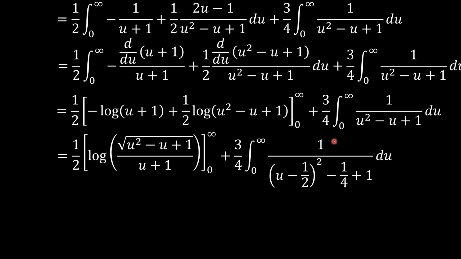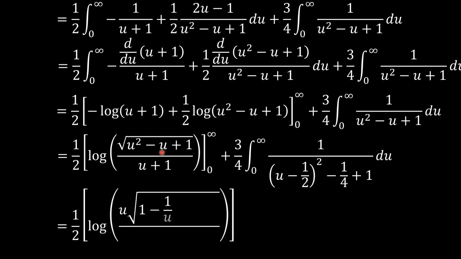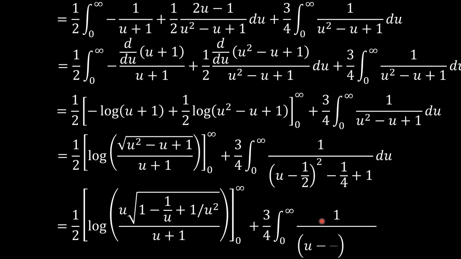And then now we can try to factorize this, and u squared minus u is the same as u minus a half squared minus a quarter, and then plus 1, we've kept plus 1 here. Okay, so we can play around, we can pull u out, because at infinity we don't want to deal with L'Hopital and other things, so we'll just pull u out, and then here obviously negative a quarter plus 1 is 3/4.